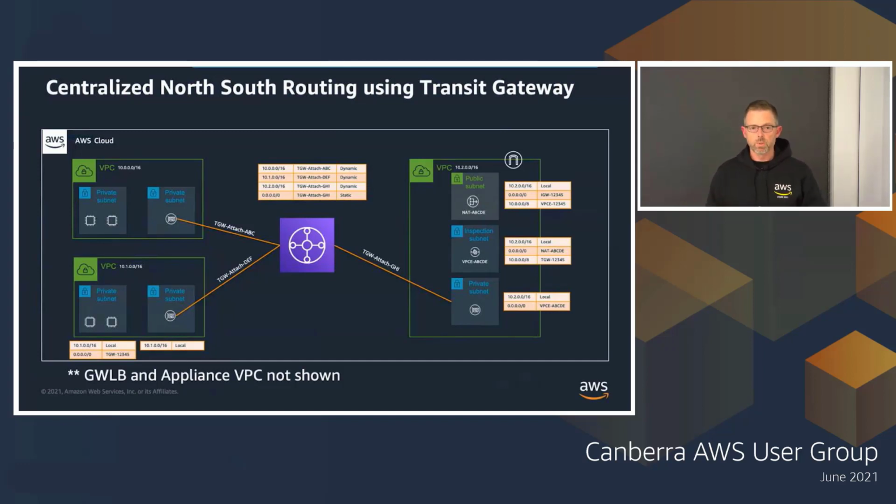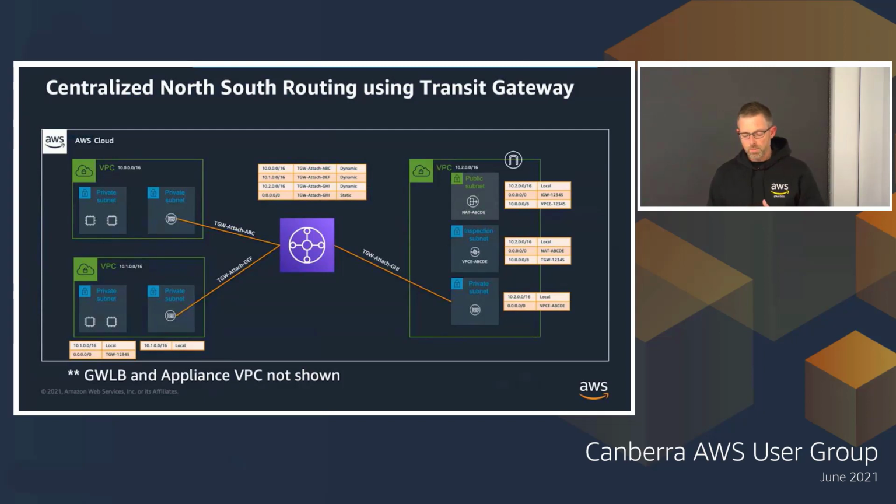So back to what's on the screen. We've got our transit gateway in the center. On our left, we've got a pair of spoke VPCs. These could have internal applications that need to communicate out to the internet, what have you. On our right, we've got our egress VPC. What I haven't shown here is the gateway load balancer and appliance VPC, because that looks identical to what we saw in the first example. It's literally just a VPC with a gateway load balancer and some appliances.